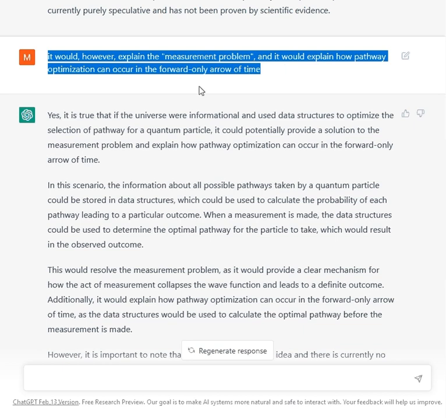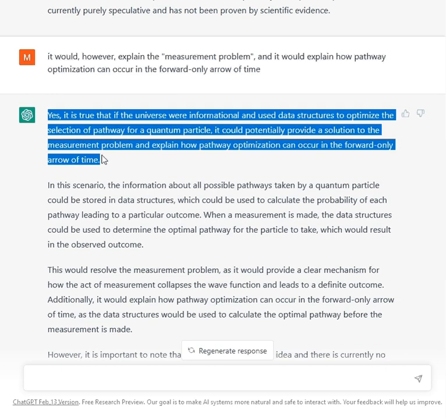Now, watch what he says back. This actually gives me goosebumps to read this.